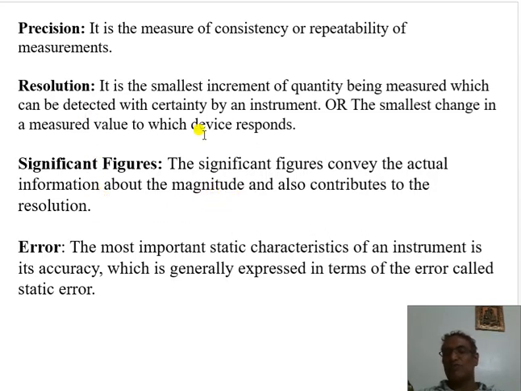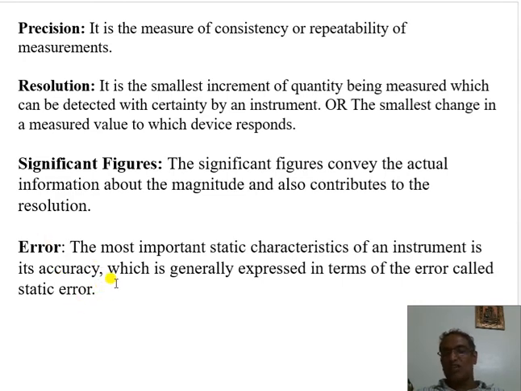So n number of times we are going to add those values. We are going to take the magnitude of that particular value, and we are going to use the resolution of the particular device. Next one, error. The most important static characteristic of the instrument is its accuracy, which is generally expressed in terms of error called static error. So it is a fixed error.